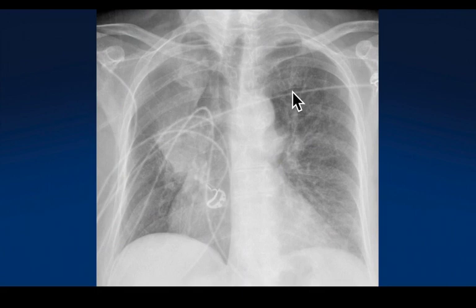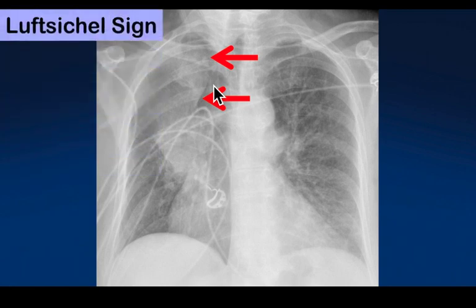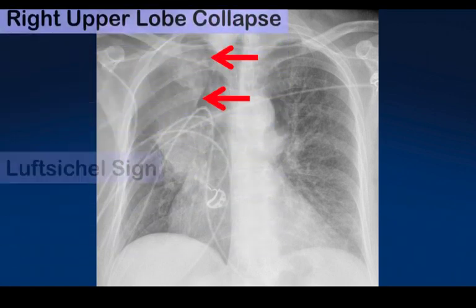So patient with a right-sided Luftsichel sign, it looks a little bit different. It's perhaps not quite as sickle shaped. Notice the large right hilar mass, the vague opacities consistent with right upper lobe collapse. But this is a right-sided Luftsichel sign, seen much less commonly on the right than the left.